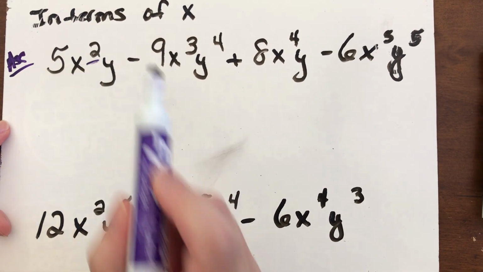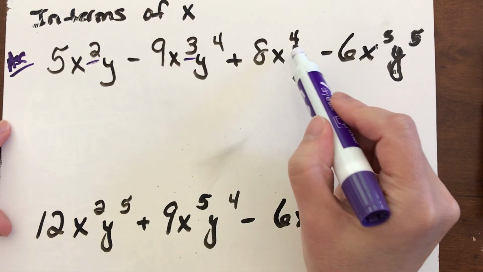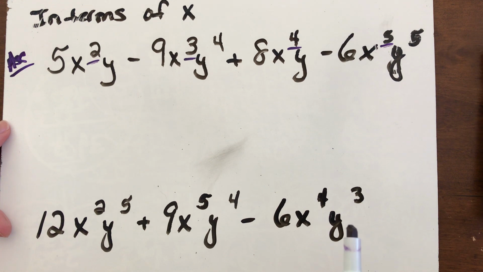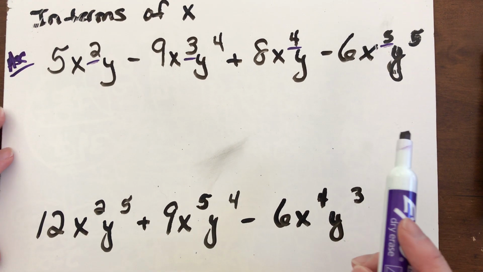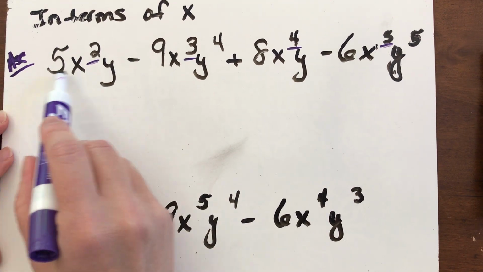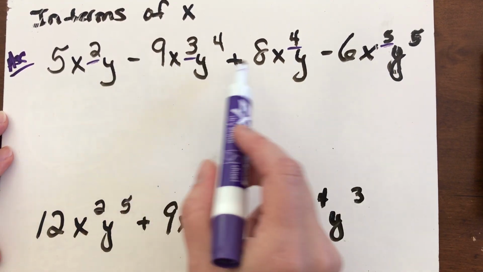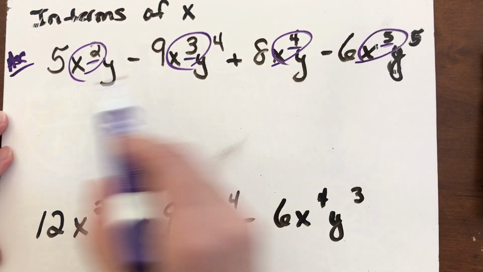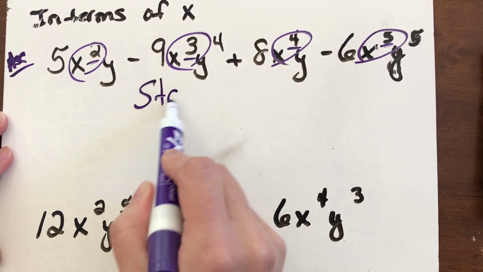We have x to the second, x to the third, x to the fourth, and x to the fifth. All right, so I want it in ascending order. And look, Miss Evans went ahead and put it in ascending order. So this is actually good. It doesn't matter about the y's. All that matters is in terms of the x. So this would actually stay as it is.